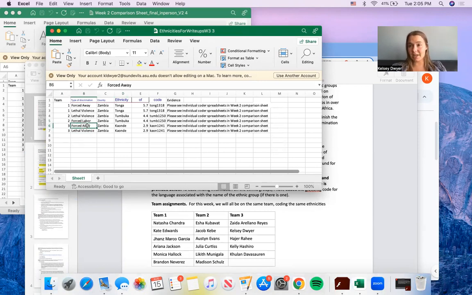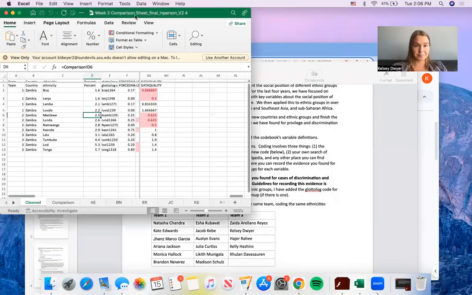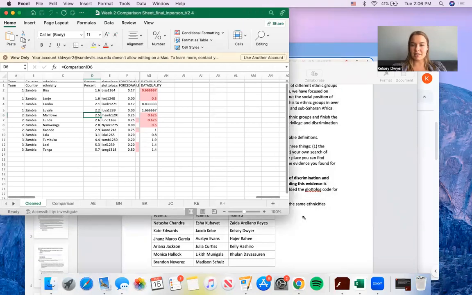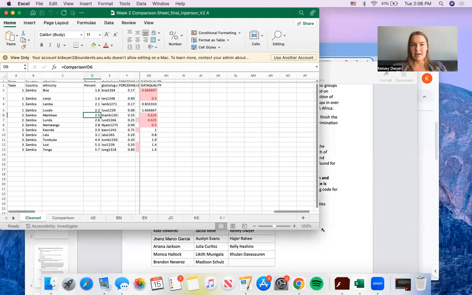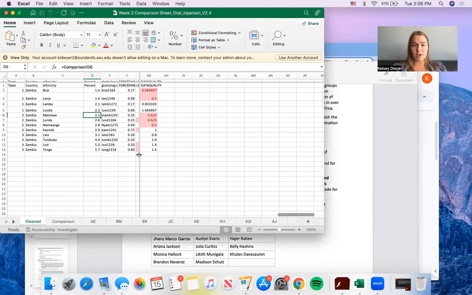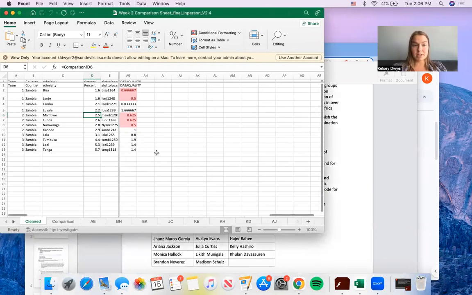So I like to just take it one at a time. It's up to you, but I'm going to start with forced away here. So forced away for the Konde in Zambia. And you'll see here that Dr. Hrushka writes, please see individual coder spreadsheets in week 2 comparison sheet. So the week 2 comparison sheet will be attached. And anything in red is just kind of the ones that the team maybe had disagreements on or coded differently. And so it's important to pay attention to that.